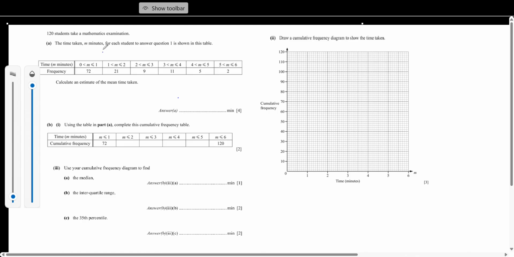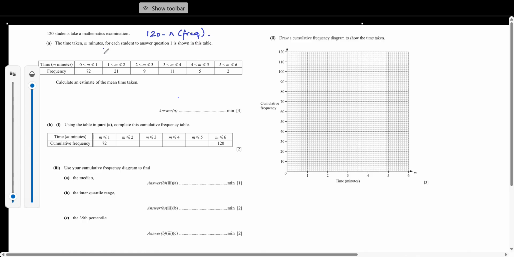It says 120 students take a math examination. The number is always the frequency, so remember that. We have the time. That is the data being analyzed here, in class intervals with the frequency for each class interval given. An estimate of the mean time is asked.